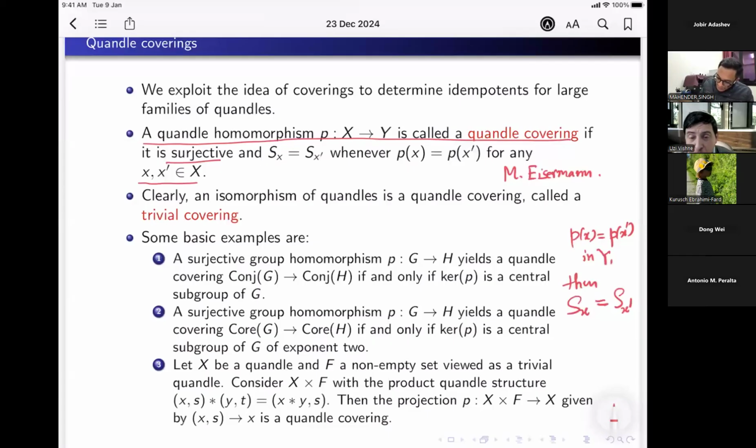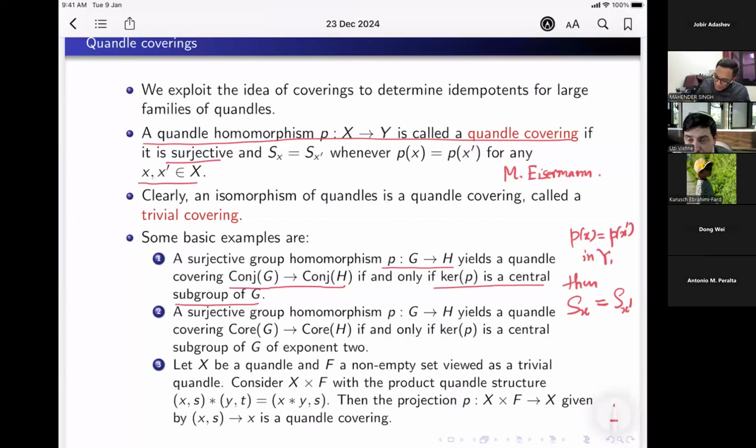Some non-trivial examples come from group theory. A surjective group homomorphism p from G to H yields a quandle covering from the conjugation quandle of G to the conjugation quandle of H if and only if the kernel of p is a central subgroup of G. Remember that if you have a group G, we can turn it into a quandle called the conjugation quandle, where the binary operation is just conjugation. In fact, it's a functor from the category of groups to the category of quandles, where G goes to Conj(G).